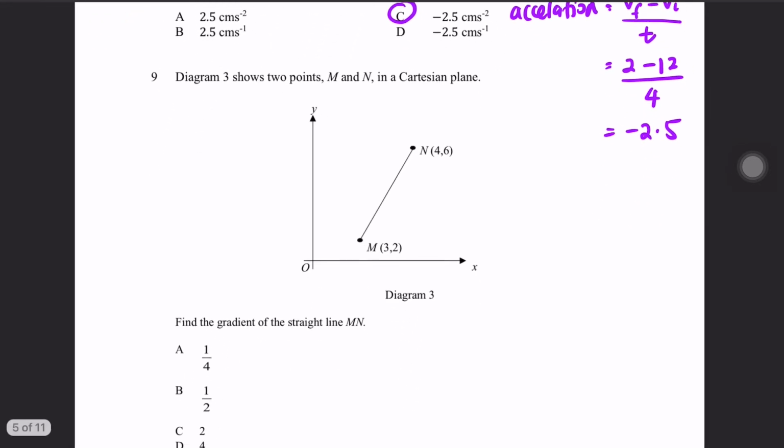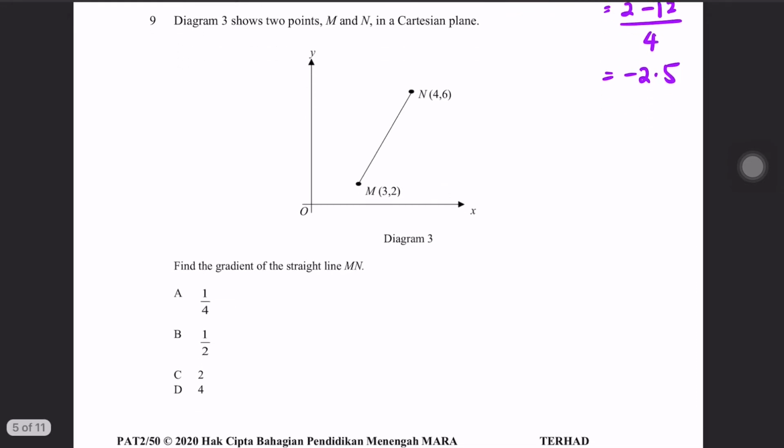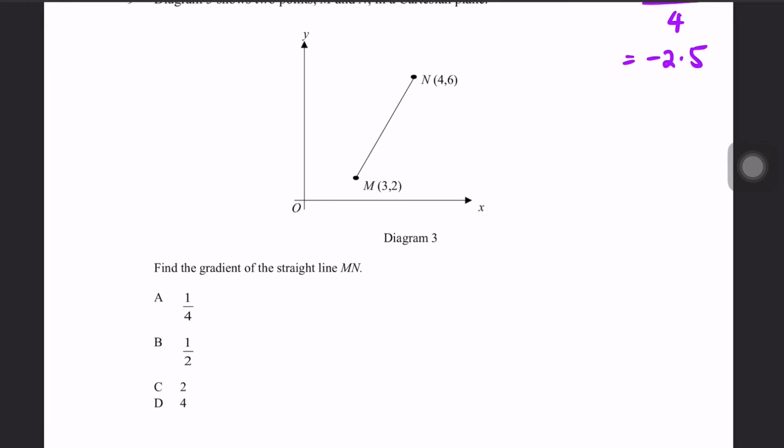Next, number 9. Diagram 3 shows 2 points, M and N, in a Cartesian plane. So we have 2 points. Find the gradient of the straight line. So how to find gradient? We have the formula y2 minus y1 divided by x2 minus x1.